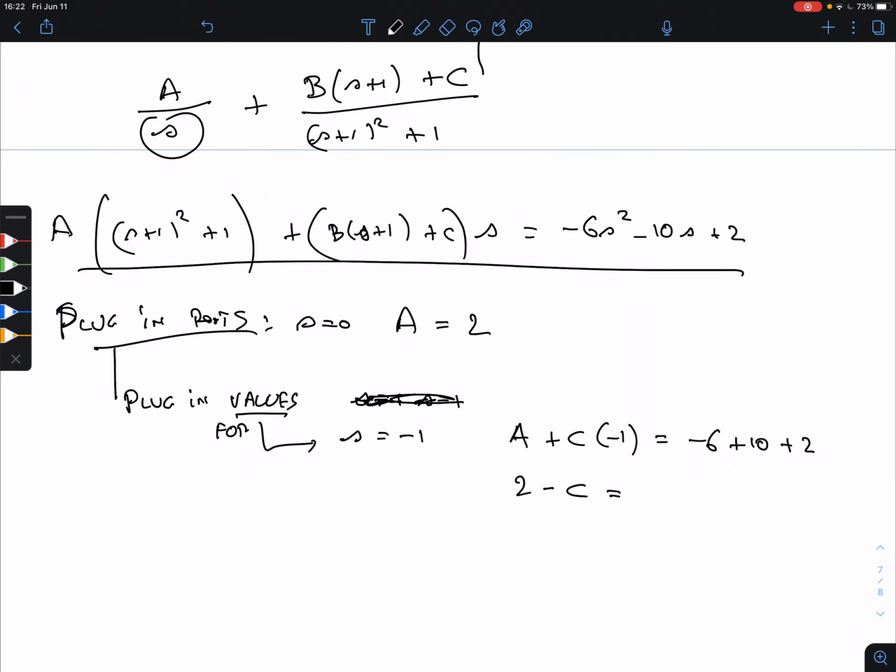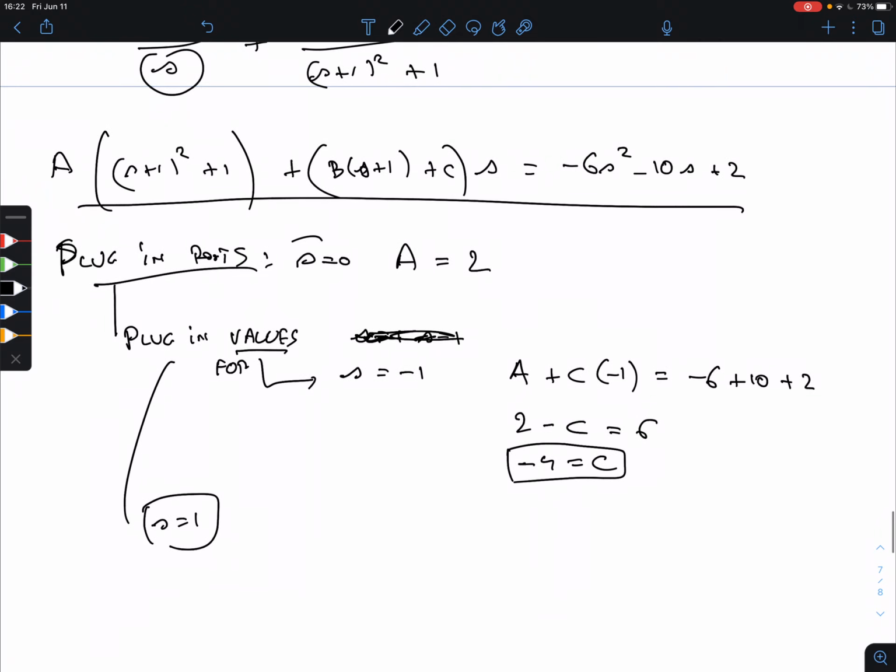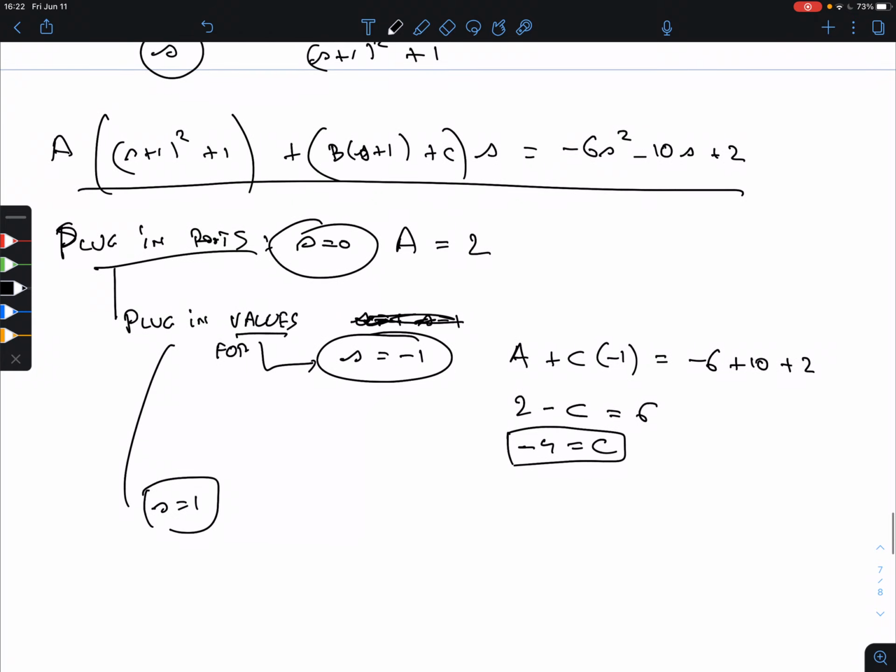2 minus C equals, and that is 12 is 6. So we see that minus 4 is equal to C. Okay. And now finally, we have to plug in some value, say S equals 1. So a third value that I choose. This one, as I say, is root. This one, if I can, I use the center. And otherwise I have to plug in something. Now let's see what I plug in.